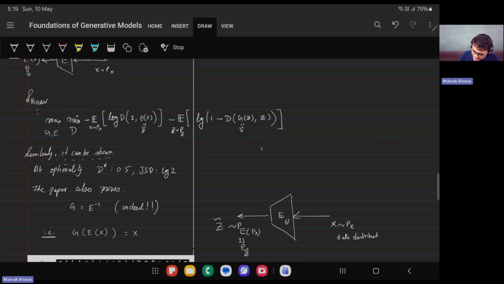The other thing that I have here is this generator. And this generator would take values in Z, which is actually in the Z distribution, P of Z, and it would output X tilde in the PG distribution.